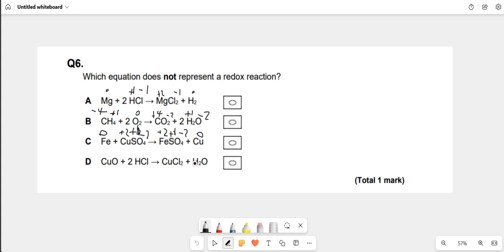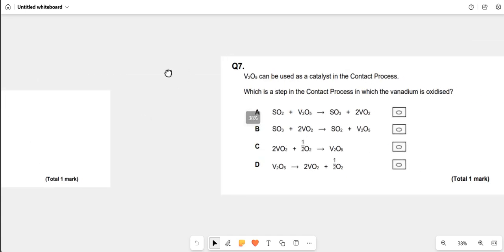Next one, D. This one has to be the one that doesn't represent redox. Negative 2 on oxygen, so plus 2 on copper, then plus 1 on H, and negative 1 on Cl, so plus 2 on copper. As you see, copper went from plus 2 to plus 2, didn't change. Cl went from negative 1 to negative 1. Oxygen goes from negative 2 to negative 2, and plus 1 to plus 1 for hydrogen. So nothing changed here. Therefore it's this one that's not redox.